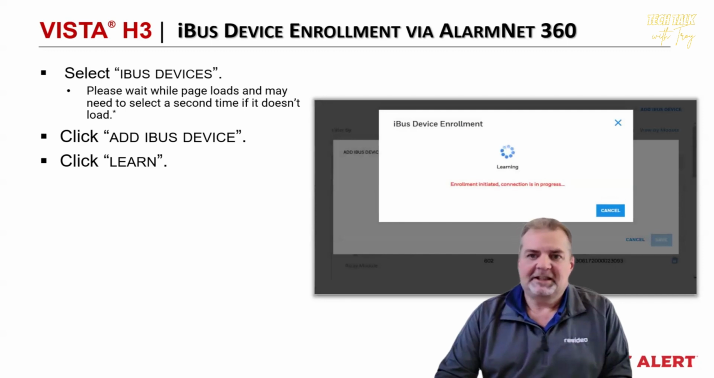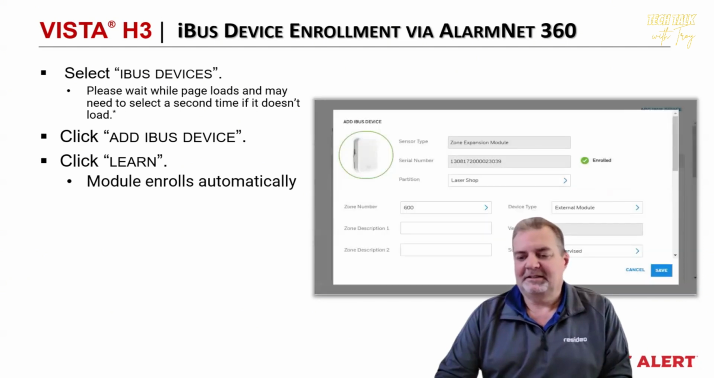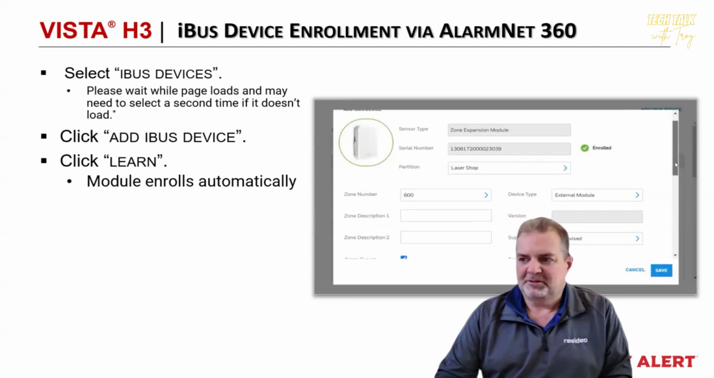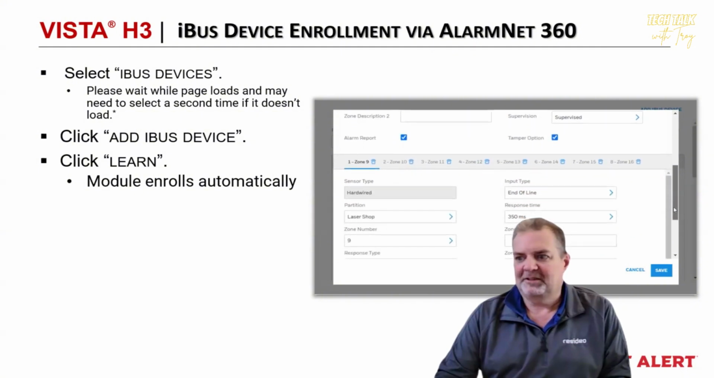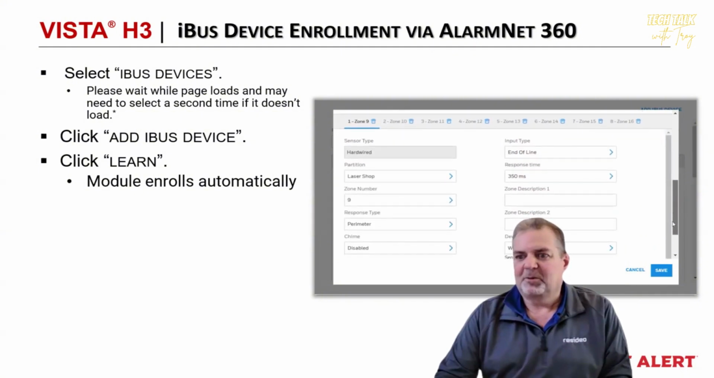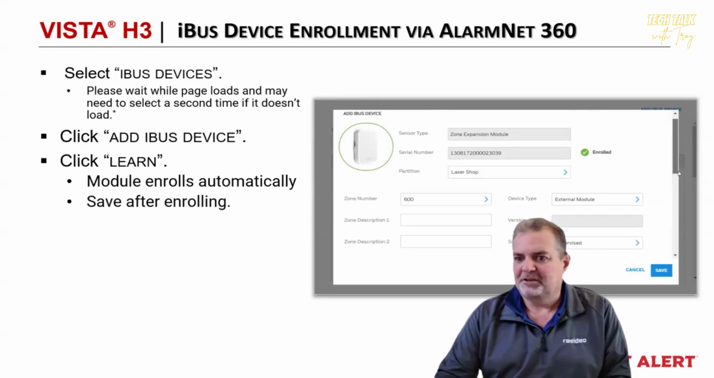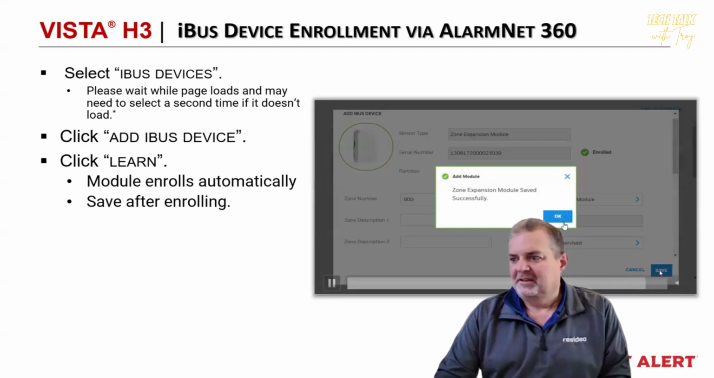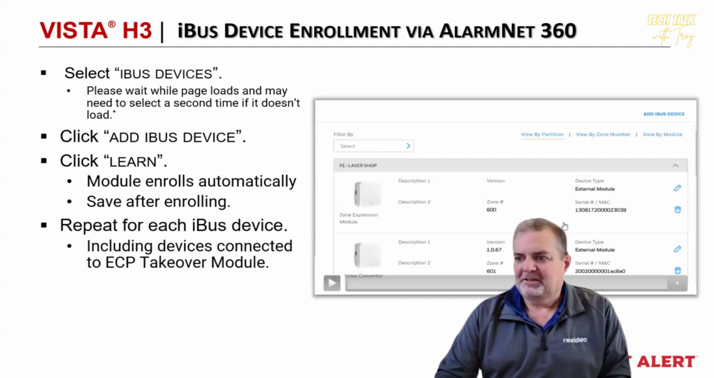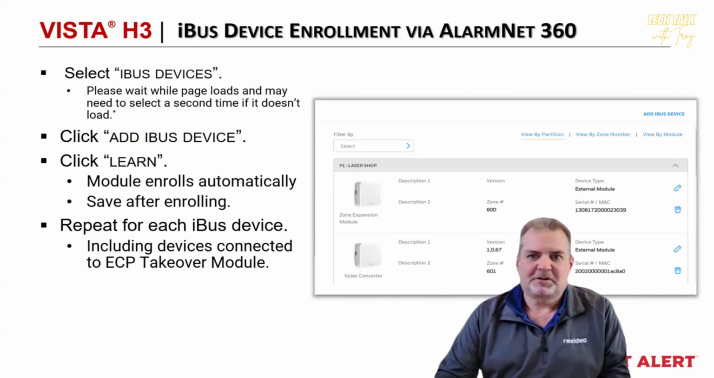When you click Learn, it connects to the panel, and it's in learning mode, and that was not a cut video. That was same speed that it normally would be. Okay, so it enrolled this module. Okay, it's a zone expansion module, and then you simply hit save, and now it's on the list. So every module that you put on the control panel, you're basically going to do add iBus module, and it's going to go out and find it.